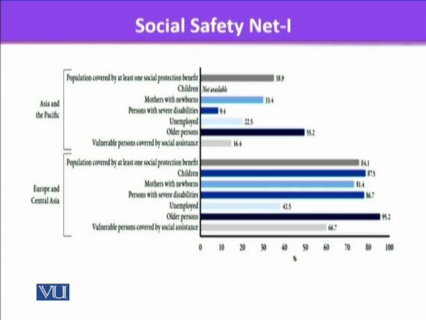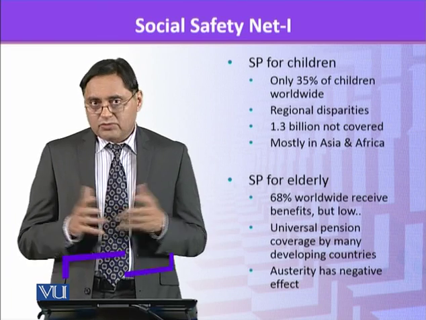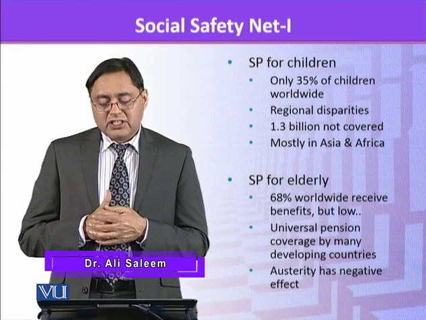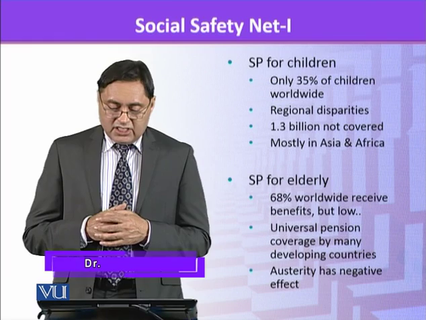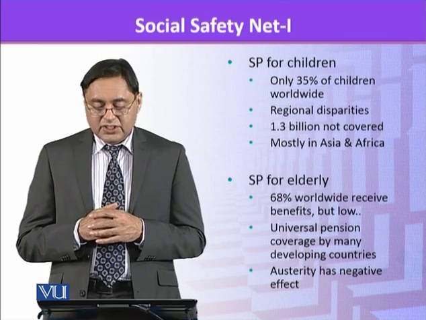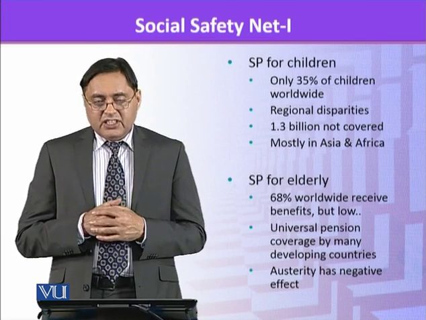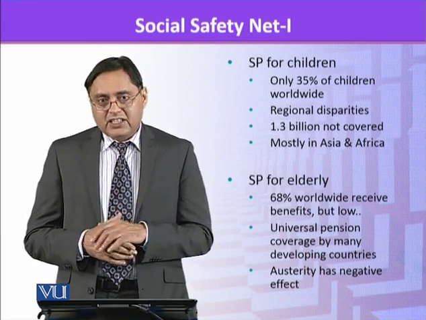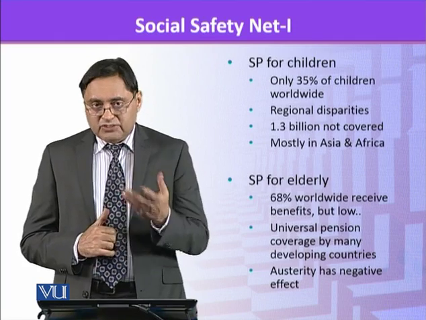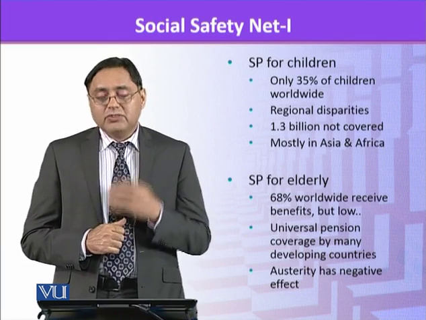If you look at the social protection for children, only 35% of the world's children have this protection. There are wide regional disparities, as we have seen in the last slide. 1.3 billion are not covered, and they mostly live in Asia and Africa. If we look at the elderly, the situation is much better. 68% receive benefits. But we don't know whether these benefits are high or low, appropriate. Mostly these benefits are very low, and an elderly person cannot live above the poverty line because of these benefits. So there is a need to increase these benefits even where they are available.